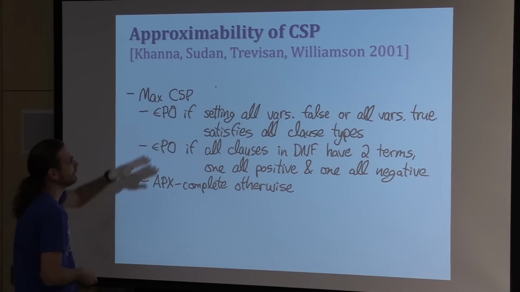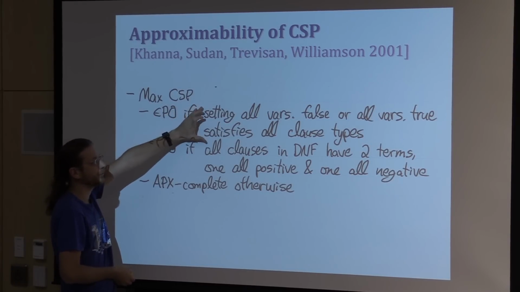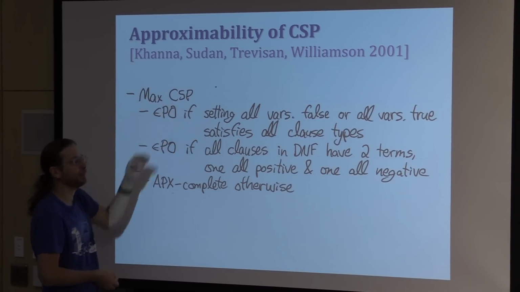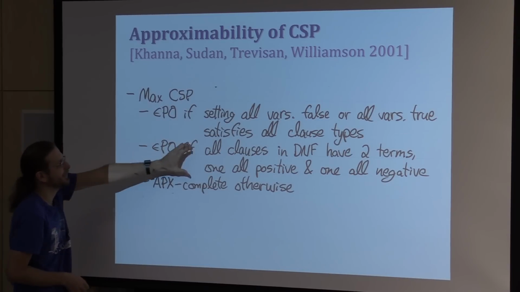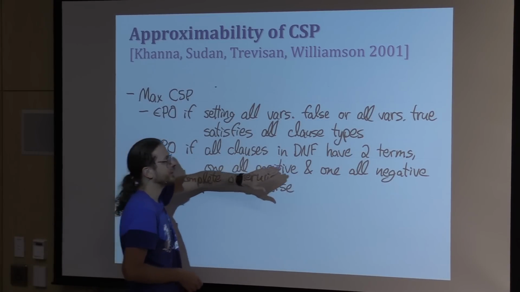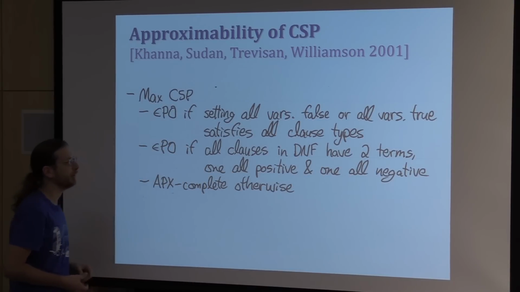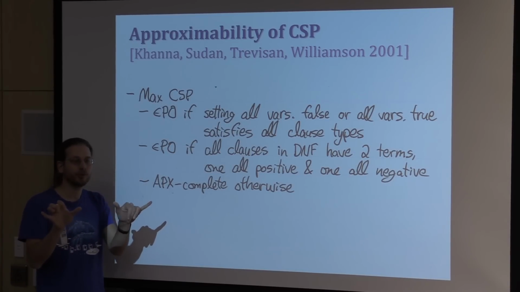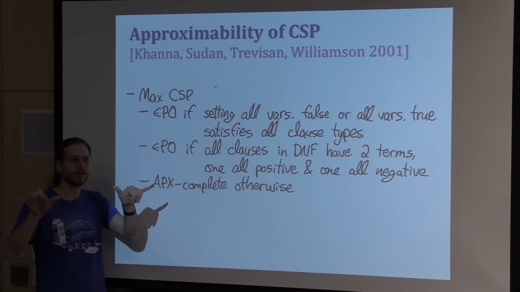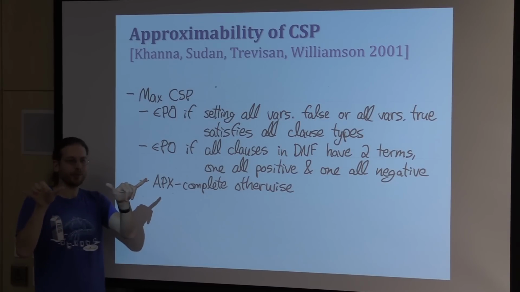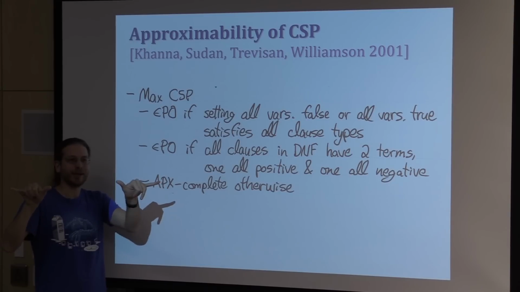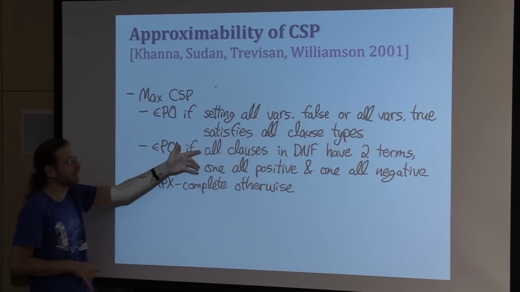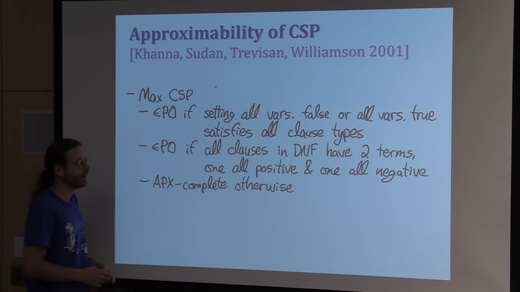And the cases should look familiar. It's either when you set all the variables true or all the variables false, that satisfies everything. In that case, max CSP is of course easy. You can satisfy everything. Another case is if you write the clauses in disjunctive normal form. This is a new type that we hadn't seen before. If all your clauses, when you write them in DNF, have exactly two terms. So it's the OR of two things that are ANDed together. Sorry, there's an OR in the middle. And you have a bunch of things ANDed together on each side. And all the ones in here are positive, and all the ones in here are negative. If every clause looks like that, then you can solve this in polynomial time. And in all other cases, this problem is APX-complete.